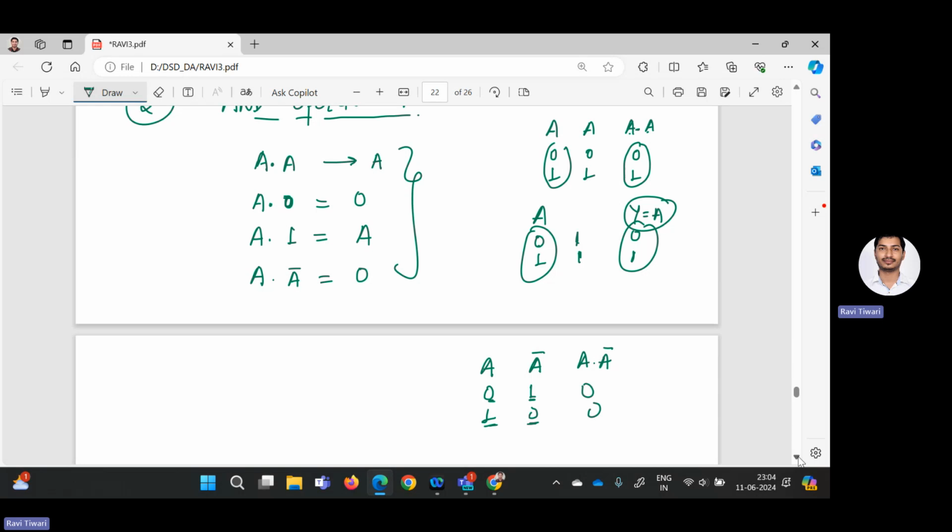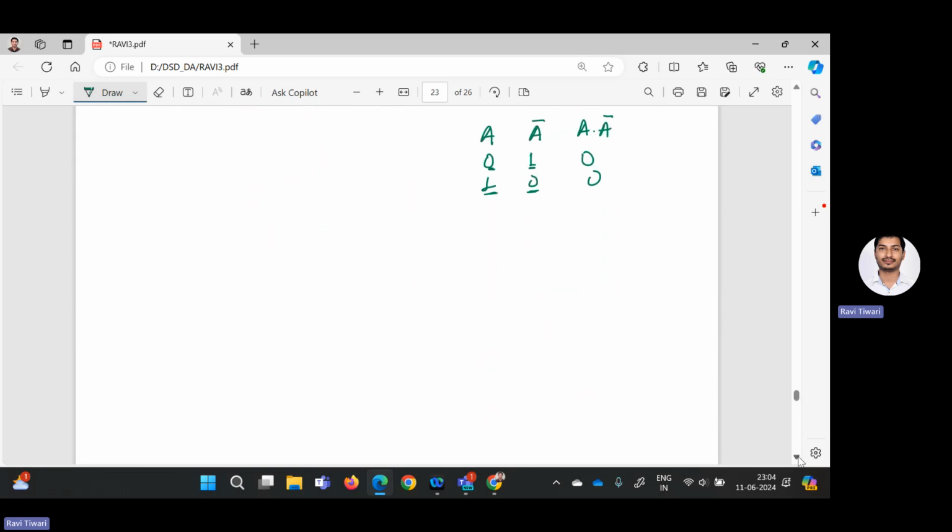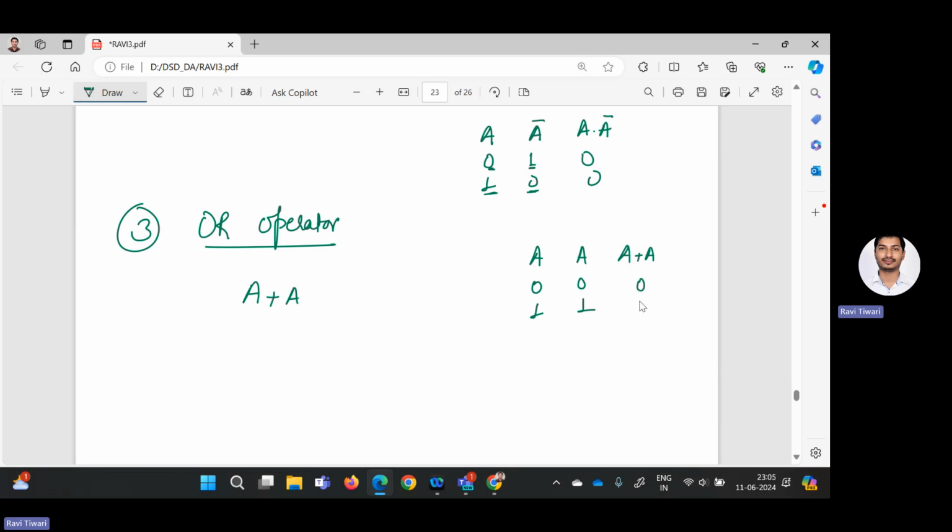Now we will see the third rule inside Boolean algebra, that is the OR operator rule. In the OR operator, if I take A plus A, what will happen? If I take A here, that is 0 1, and another A, that is also 0 1, and you perform the OR operation between these two, you will get 0 1. That means you are getting the same thing. So if you perform the OR operation, or logical sum operation, you will get A plus A is equal to A.